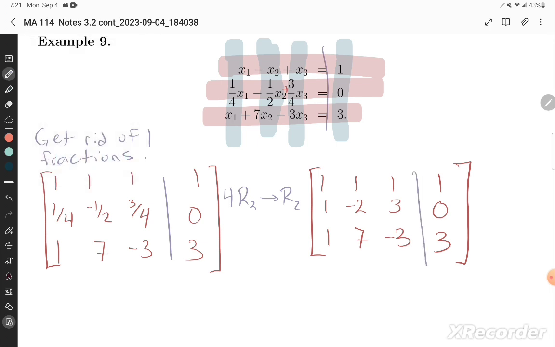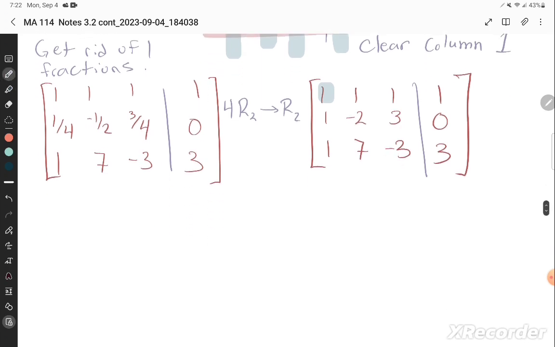And now I recognize I can clear column 1. I am so sorry for my handwriting. Clear column 1. That's our goal. Because notice again, I've got a leading entry of 1 for my first row. So let's clear column 1 now. I'm going to do negative row 1 plus row 2 gets me new row 2. And then negative row 1 plus row 3 gets me new row 3. Awesome. So let's do that.